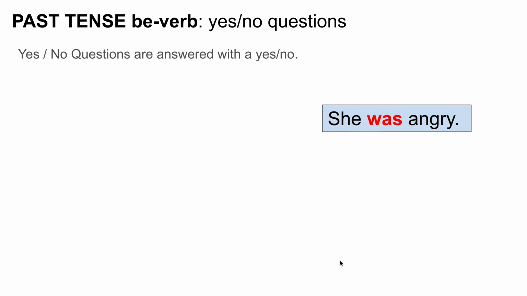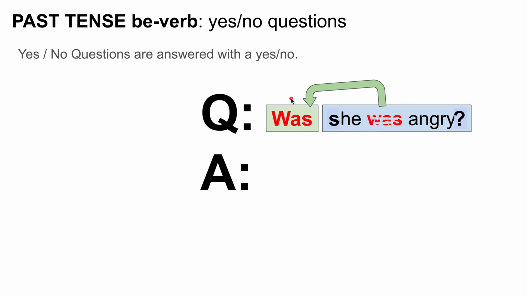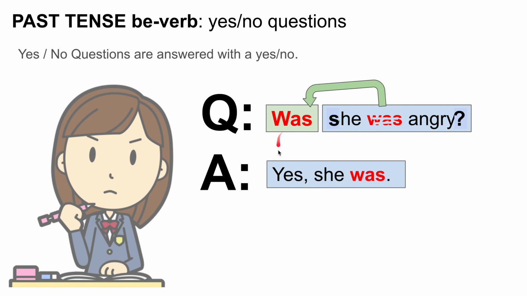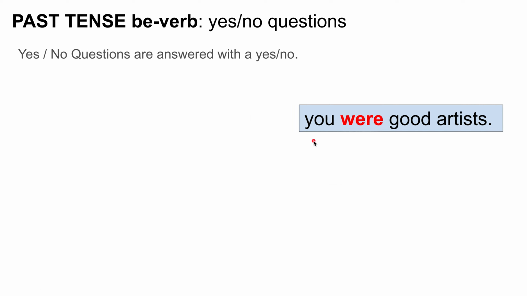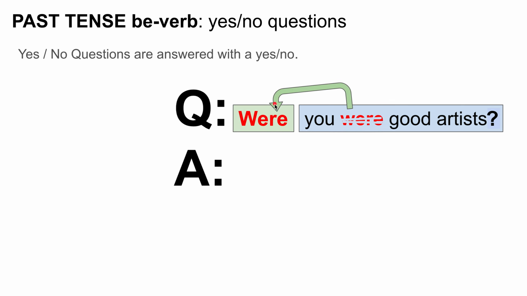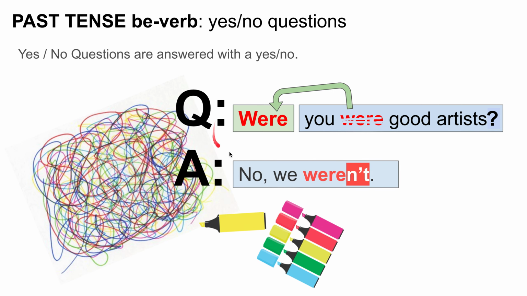Now yes/no questions are answered with a yes or a no. So, she was angry. Question: Was she angry? So, was she angry? Yes, she was. You were a good artist. Yes/no question: Were you a good artist? Answer: No, we weren't. Again, we answer with a yes or a no.